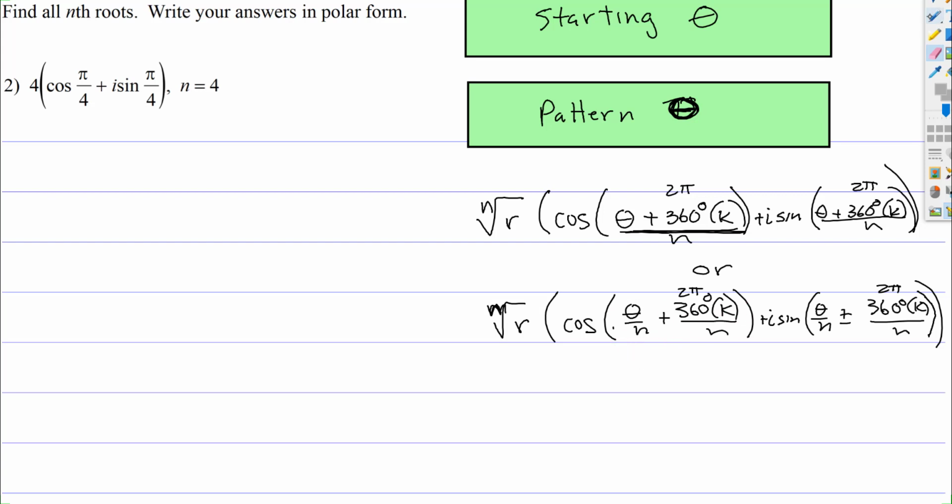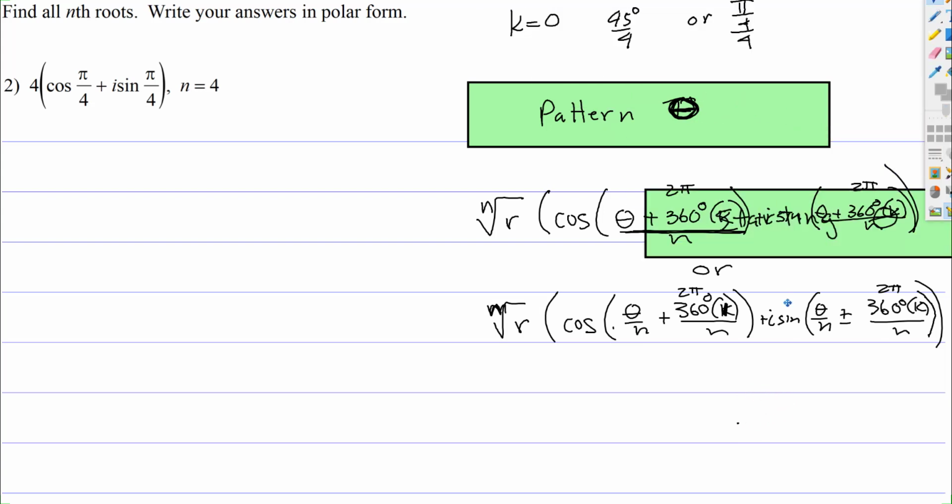So when k is 0, you have your starting theta, and then when k is 1, you establish a pattern. 360 times 1 is 360. 360 divided by n gives you a number, and then with each new theta, you're tacking on another one of those, because this times 1 is this, then that times 2, then that times 3, and so forth. All right, so let me show you what I mean.